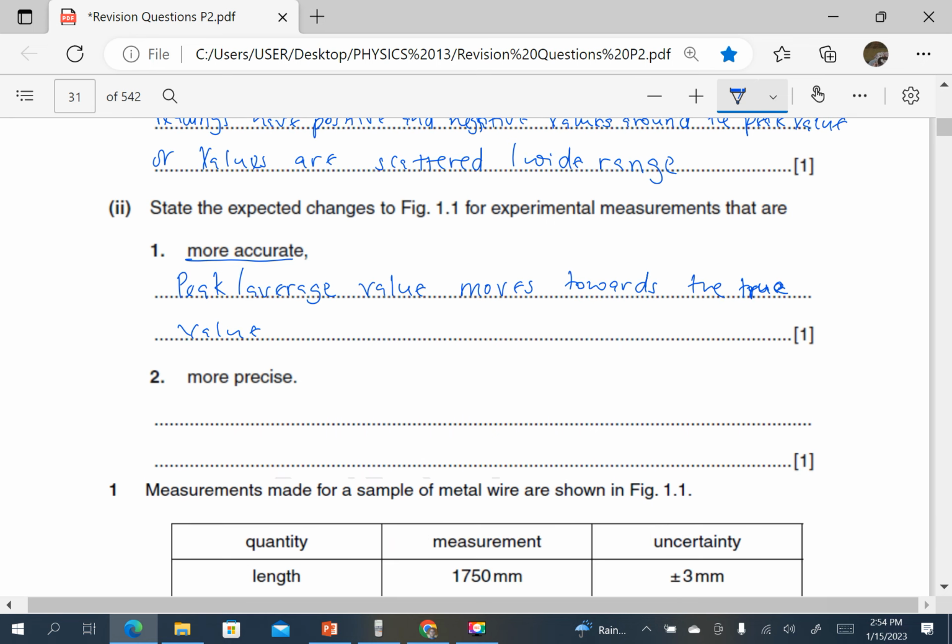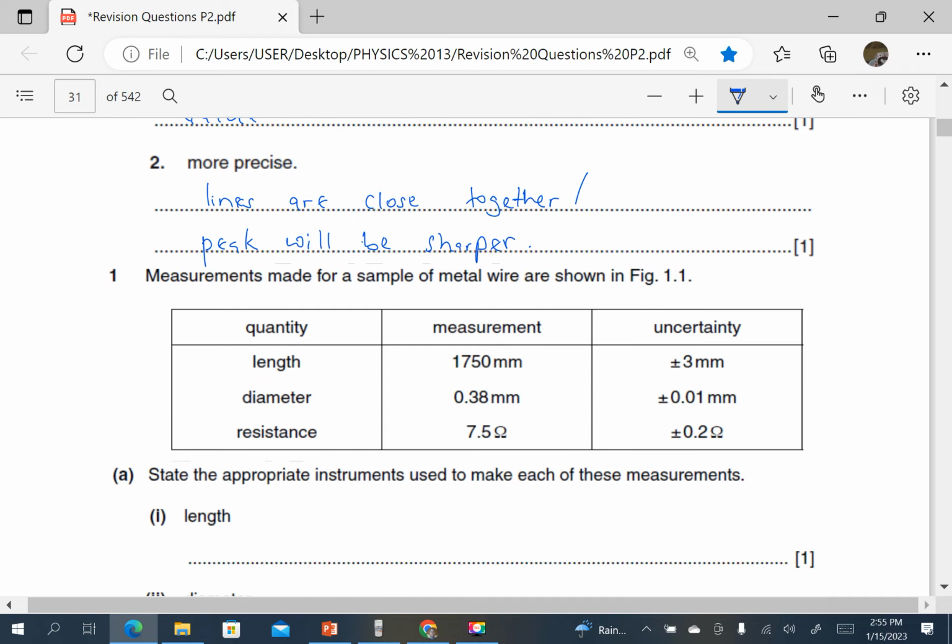Then precise, the range becomes smaller. The bars get closer to each other. So the lines are closer together. The lines are supposed to be closer together. And if the lines are closer together, it means the peak is going to be sharper. So you could also say the peak will be sharper. Okay, for more precise values, the lines are close together, meaning the range is small. So the peak will be sharper.